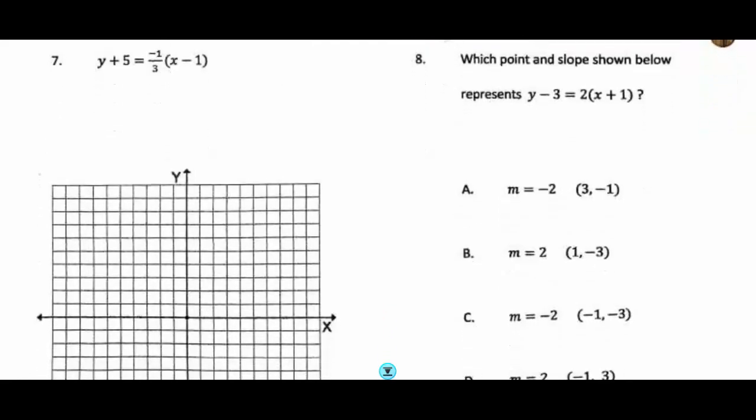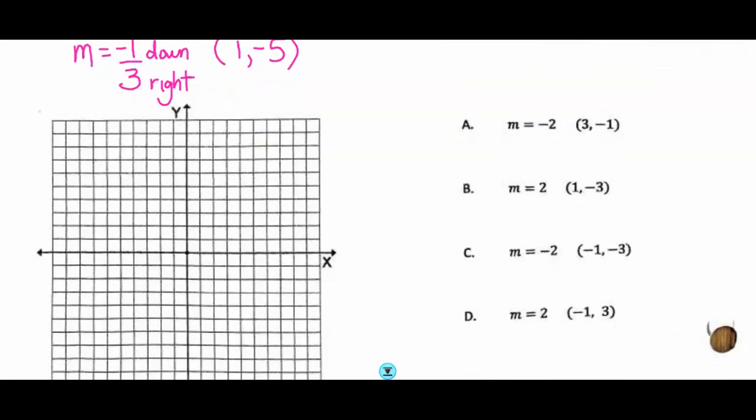Number 7, my slope would be -1 over 3. This is down. This one is right. The ordered pair, this one's okay, but this one I need the opposite. So that would be 1, -5. Pull down my screen here. 1, -5 would be right 1, down 5. This says go down 1, right 3. Down 1, right 3. Down 1, right 3. And you would sketch your line like so.